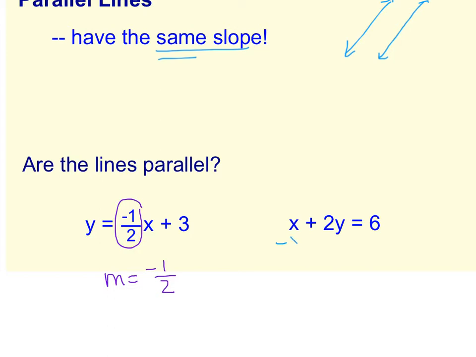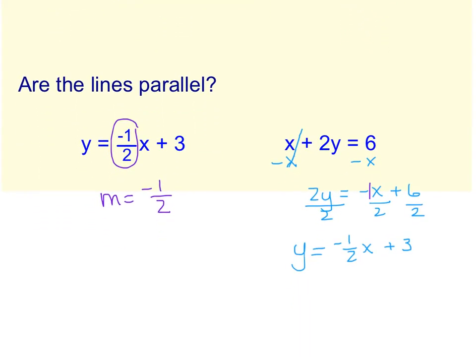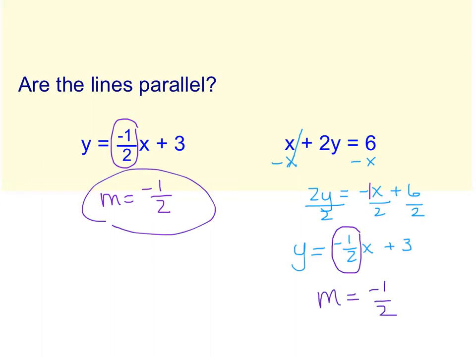So we want to go ahead and solve for y. First step is to subtract the x from both sides. So we have 2y equals negative x plus 6, and then divide everything by 2, and we get y equals, now this negative x over 2, that's like a negative 1x over 2. And so when we rewrite that, we can just write negative 1/2 x, and then 6 divided by 2 is 3. So again, we are comparing slopes. The slope of our second line is a negative 1/2. So are the slopes the same? Yes, they are. So these two lines are parallel to each other.